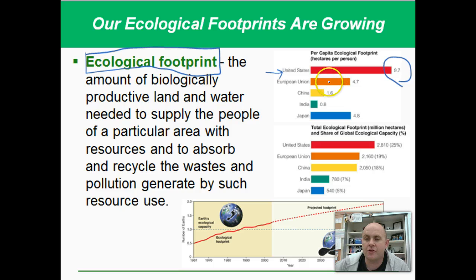Japan and the European Union are both close to one another, but they are less than half of what the United States uses. So we use resources in large quantities. Here's another way to look at the same idea, total ecological footprint in millions of hectares, shared with a global perspective. You see that those are our millions of hectares, that number right there. But if you want to look at it from the idea of percentage on the earth, the United States uses about 25% of the ecological resources available.